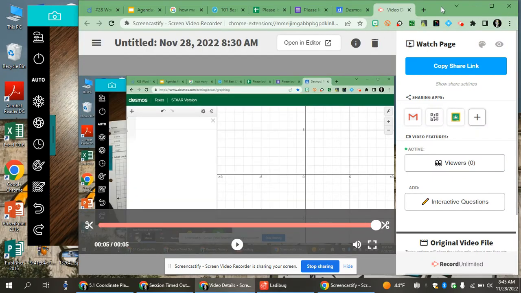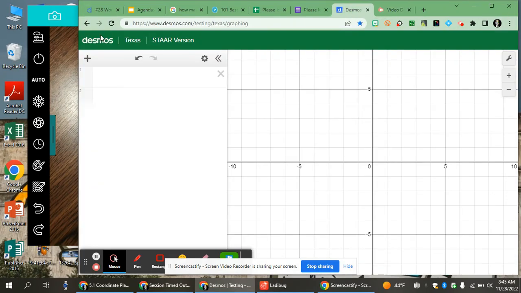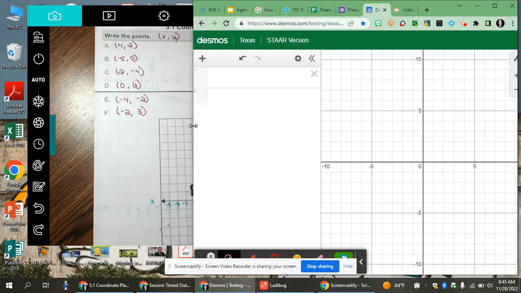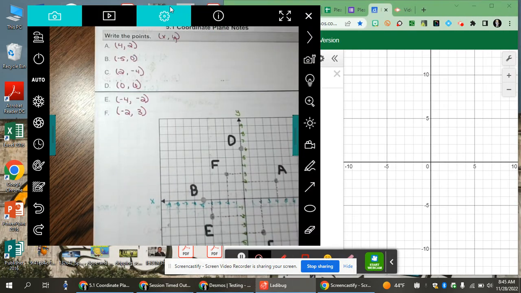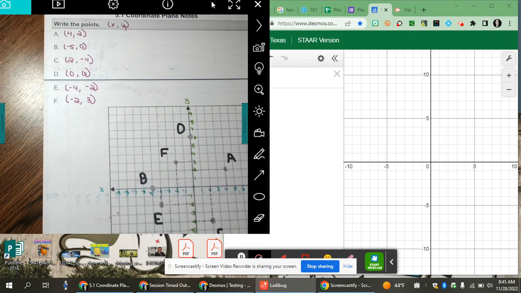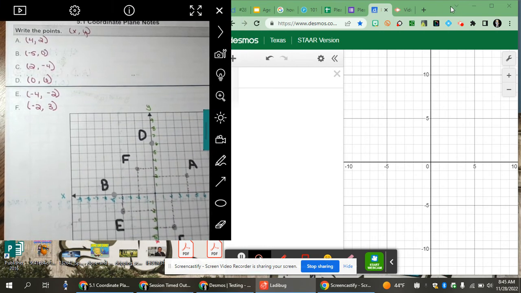I can make it small. You guys, what does Miss McNabb love? She loves Desmos, correct? Did you know that you can plot points in Desmos? Yes, you can. Desmos makes everything better.